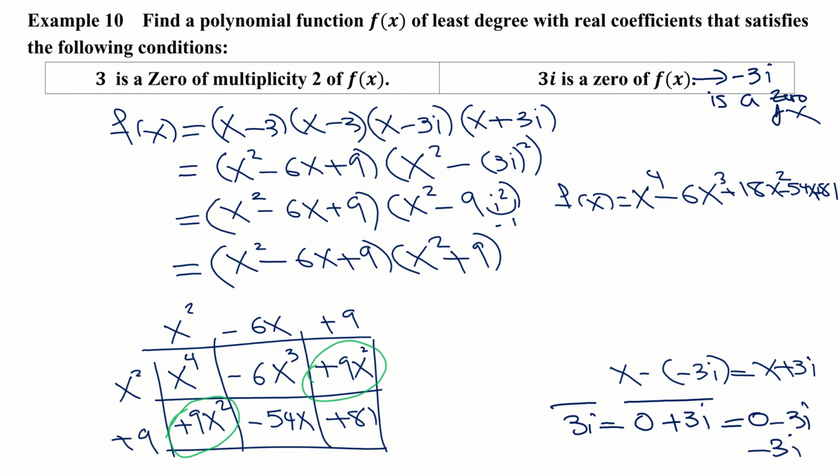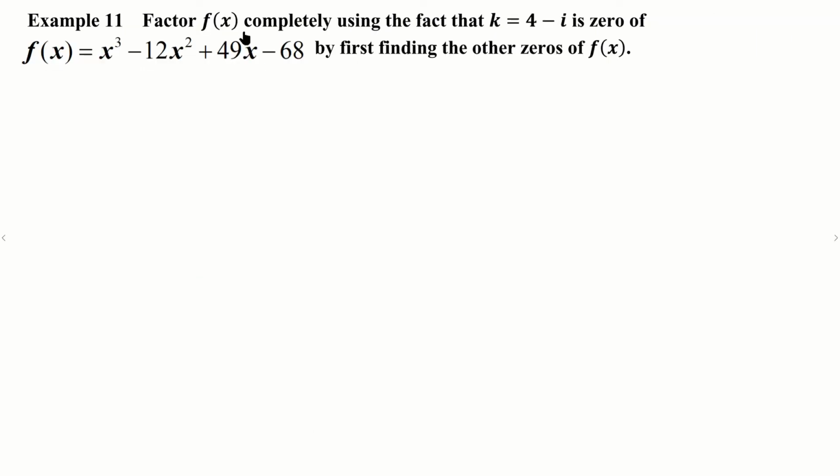All right, so make sure you can do this and we'll move on. All right, here we're going to factor f of x completely using the fact that 4 minus i is a 0 of f of x. And we're going to first find the zeros, of course. All right, so since 4 minus i is a 0 of f of x, that means I can divide this polynomial by x minus that, and the remainder should be 0, right, by the remainder theorem.